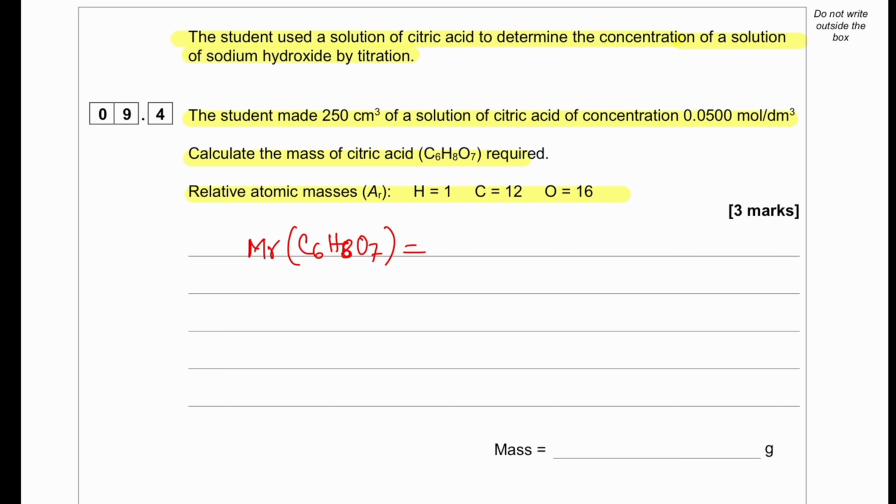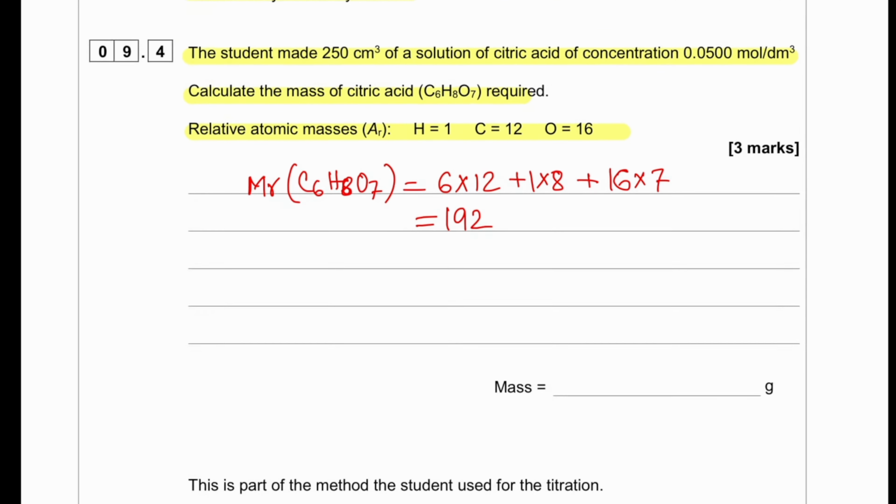C6H8O7: 6 times 12 for the 6 carbons, and then 1 times 8 for the 8 hydrogens, and 16 times 7 for the 7 oxygens. So the total is 192.